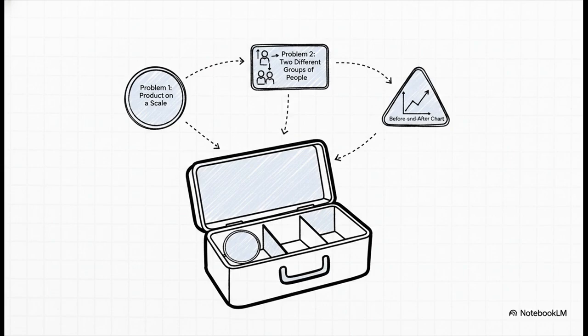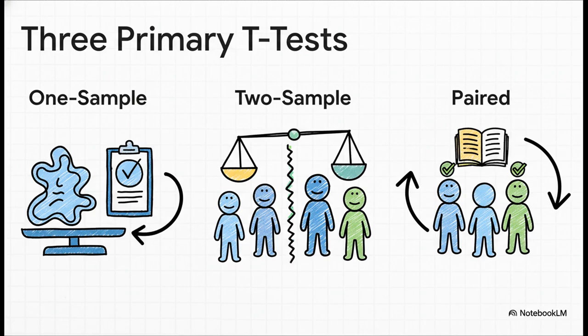It stands for mutually exclusive, collectively exhaustive. It's just a fancy way of saying you've organized everything so there are no gaps and no overlaps. You've covered all your bases. And that's a perfect way to think about t-tests. For pretty much any basic problem of comparing averages, there is one specific t-test that is the right tool for the job. So let's meet the big three.